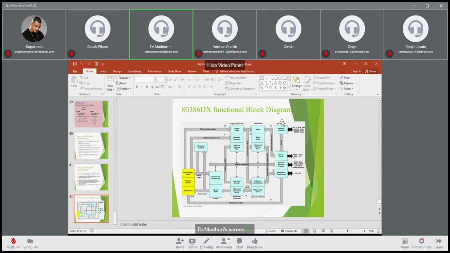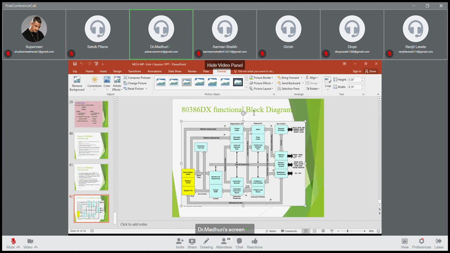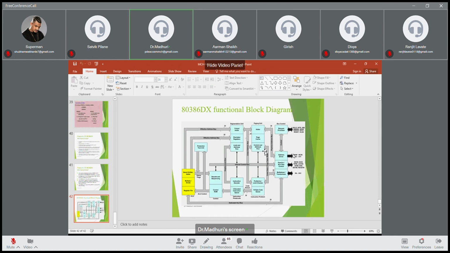I think my PPT is visible to you. Yes, ma'am. Okay, you just take a photograph of this so that you can understand, because I want to change my slide so that you will get which slide I am explaining.